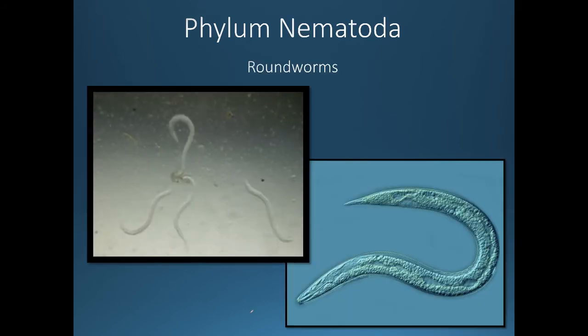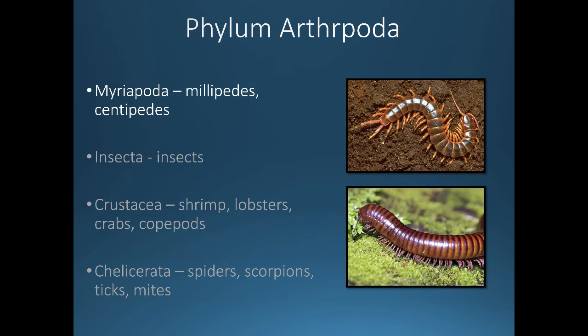Here we see the phylum Nematoda, and these represent the roundworms. This one in particular is a microscopic one called C. elegans that is used commonly in research. The next phylum you need to know are the arthropoda. You should know that these include millipedes and centipedes, so you need to know those two words.